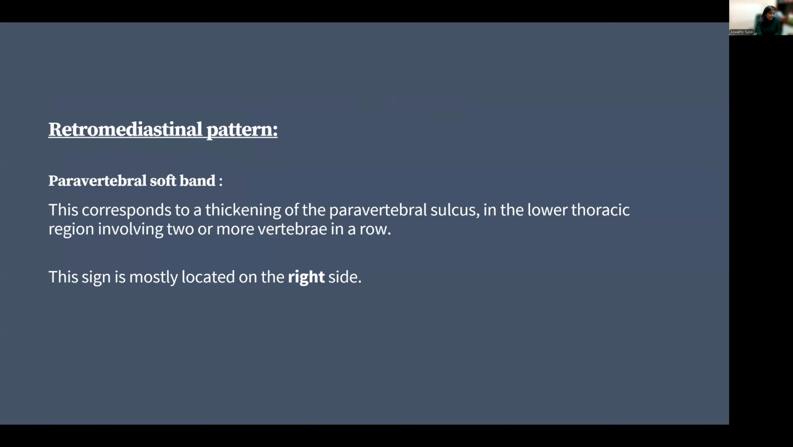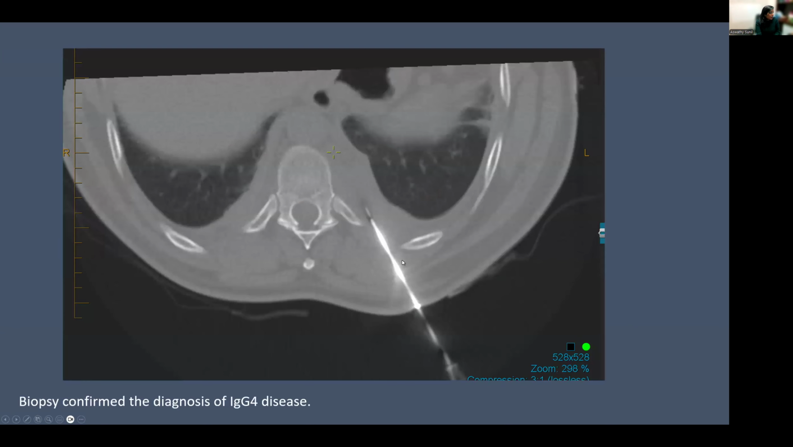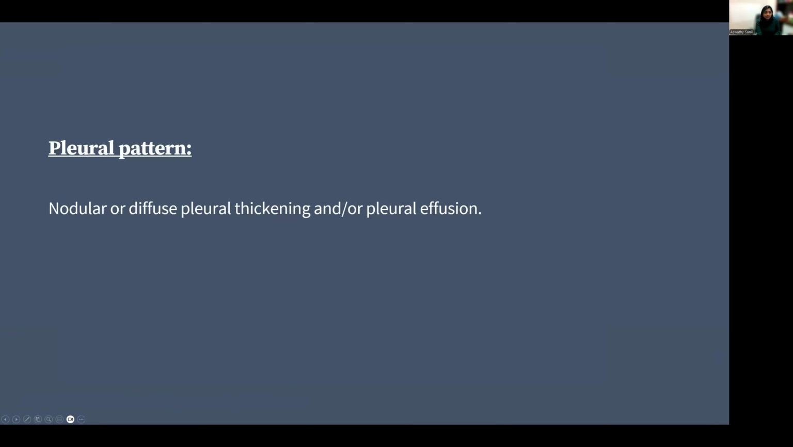Next is the retromediastinal pattern. A paravertebral soft tissue band can be seen, which corresponds to a thickening of the paravertebral sulcus in the lower thoracic region, involving 2 or more vertebrae in a row. This is mostly located on the right side. So this is a 60-year-old male, and you see this paravertebral soft tissue thickening more on the left side than on the right, and there is intense uptake on PET scan. We did a CT-guided biopsy, and this was proven to be related to IgG4-related disease.